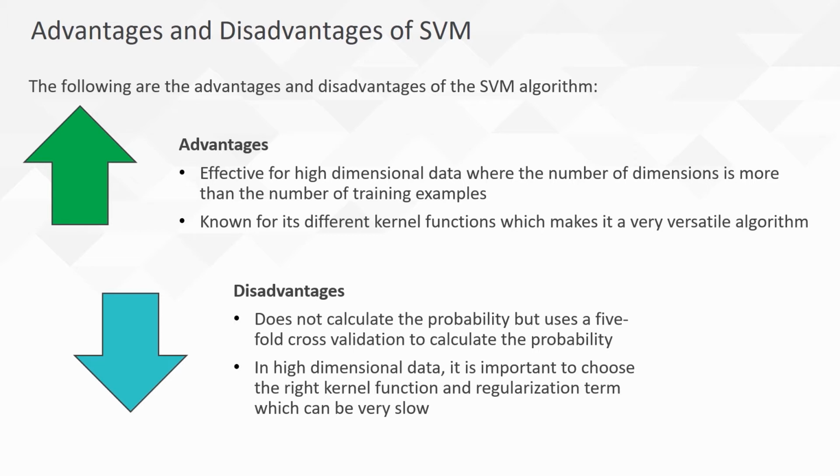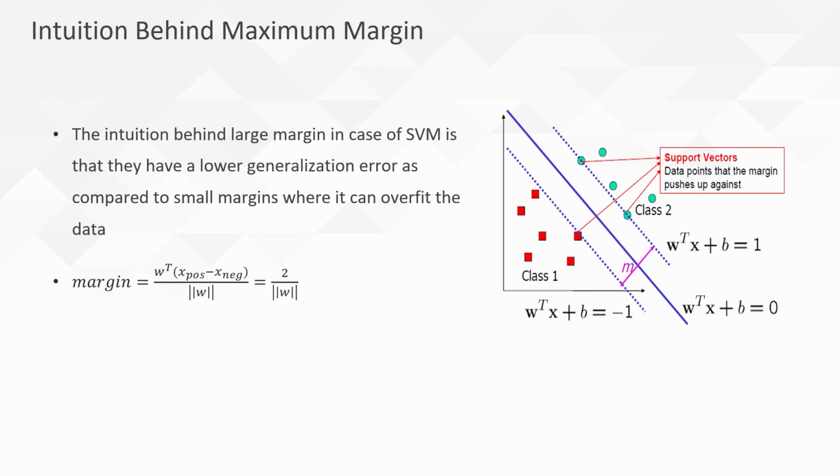process very slow. The logic behind having a large margin in the case of a support vector machine is that they have a lower generalization error as compared to small margins, which can result in overfitted data.